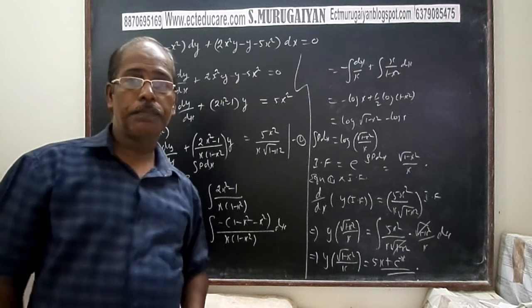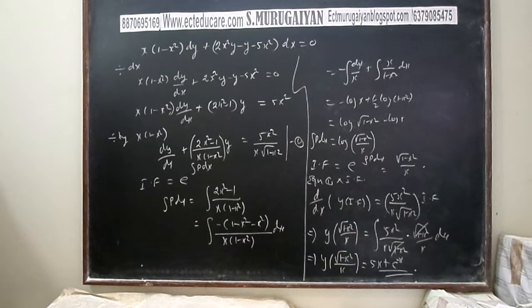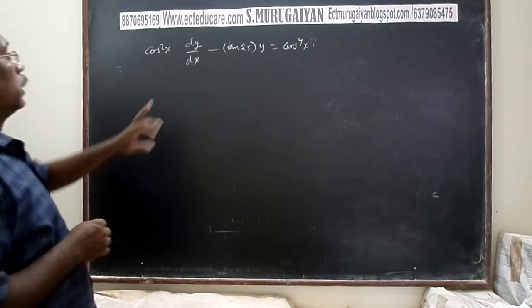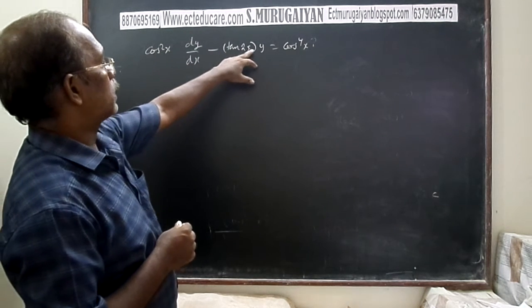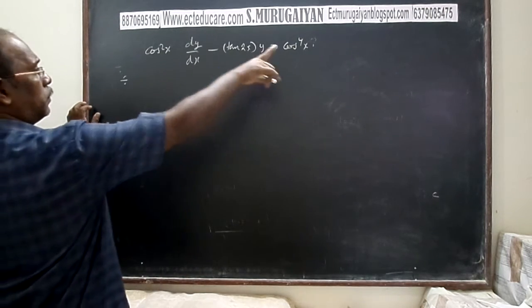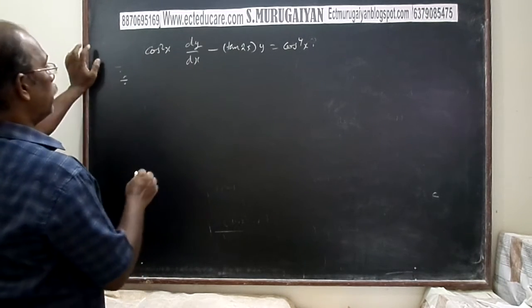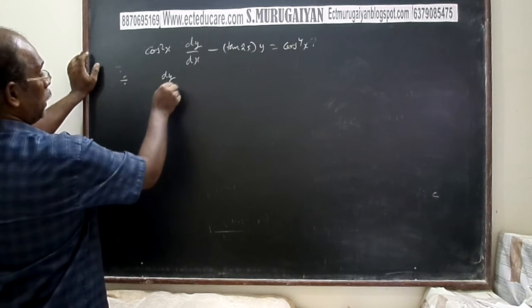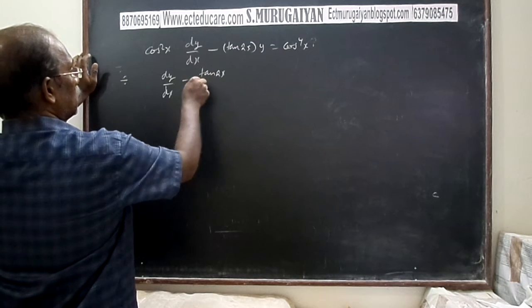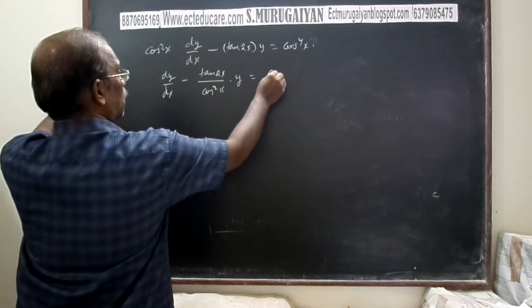We'll go to the next question. cos²x dy/dx − tan 2x y = cos⁴x. We divide the given differential equation by the coefficient cos²x to convert it into a linear differential equation. Then dy/dx − (tan 2x / cos²x) y = cos²x.